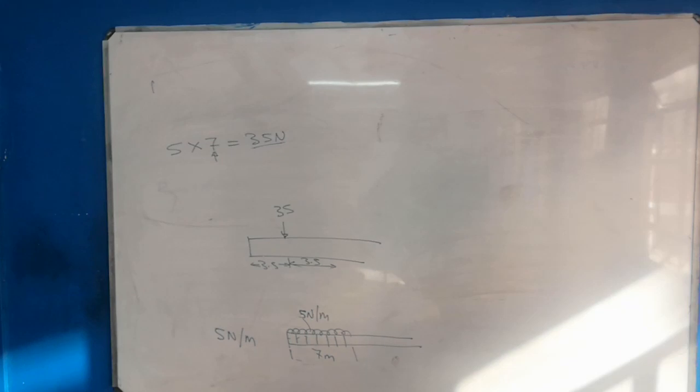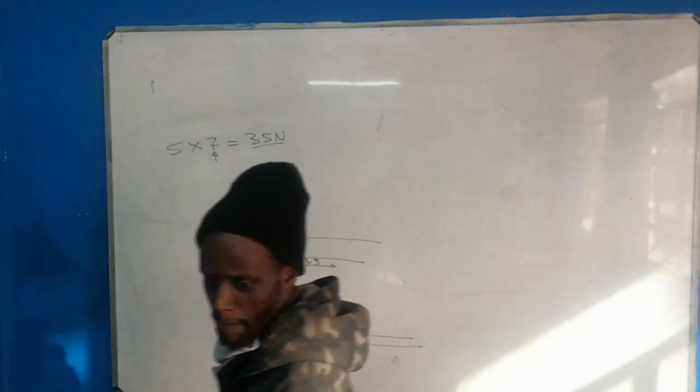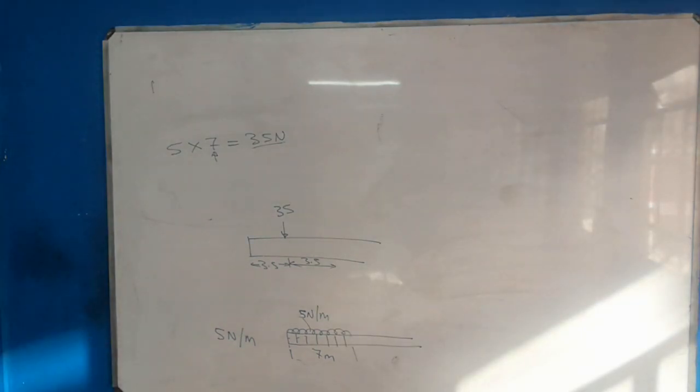You see, when having a uniformly distributed load, I get given 5 newtons per meter. Yeah. We multiply by the 5 meters. How do we check the distance?